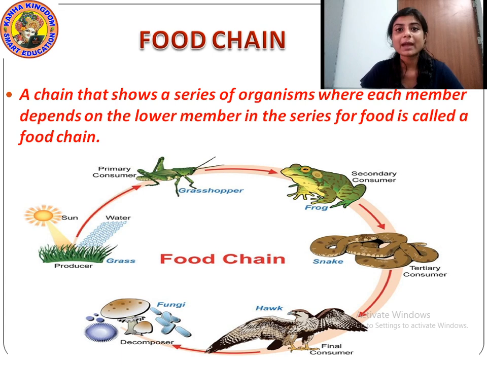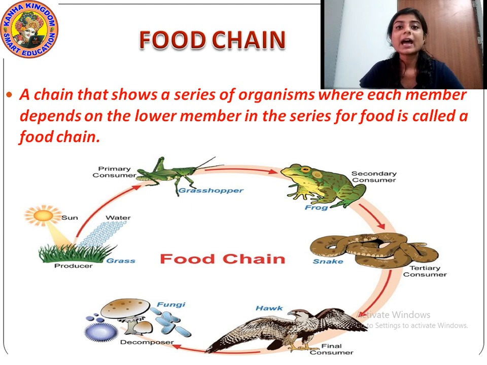See, plants are eaten by cow. Cow is eaten by tiger. Yes or no? And when tiger dies, it gets decomposed into the soil where microorganisms eat the body of the tiger, or the vultures, they eat the body of the dead plants and animals. Yes or no? So this is how a food chain occurs. Okay, this is the food chain, a chain which shows the series of organisms where each member depends on lower member in the series for food is called a food chain.